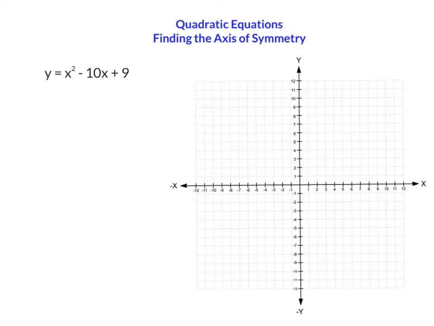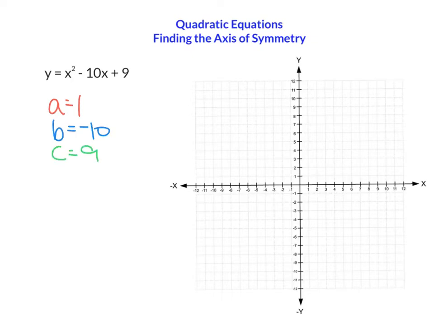Today we are going to look at finding the axis of symmetry using quadratic equations. And so the first thing that I'm going to need to do is label my A, B, and C values because that's going to help me in finding the axis of symmetry. So A equals 1, B equals -10, and C equals 9.